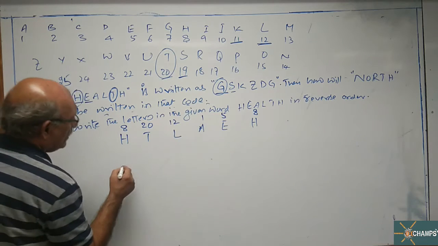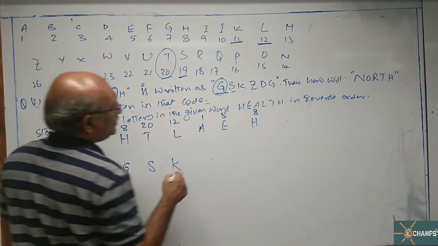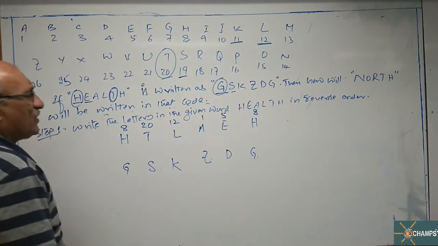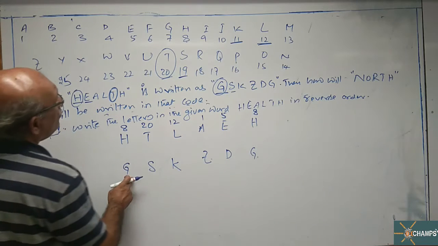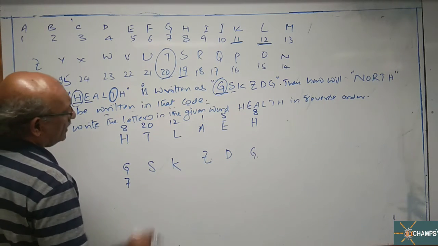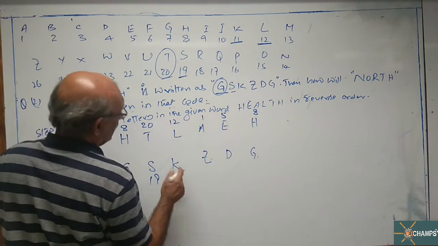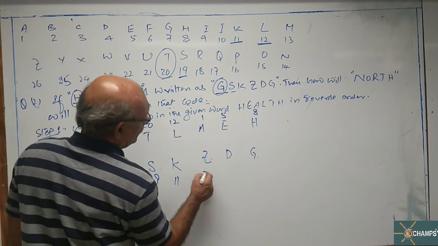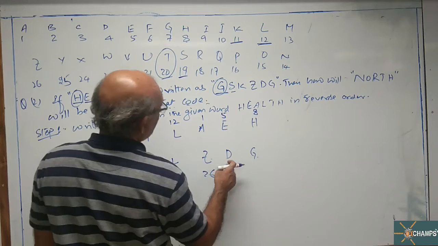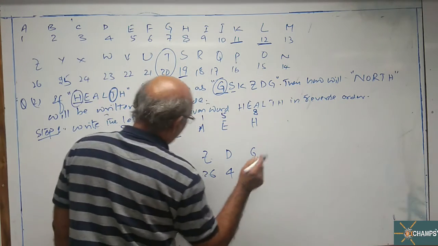Now what is the word given? How is it written, sir? GSK, ZDG. Now what is the numerical for G? 7 is the number assigned for this. For S, 19. For K, 11. Z, 26. For D, 4. G, 7.